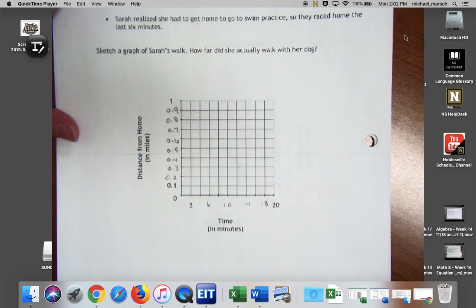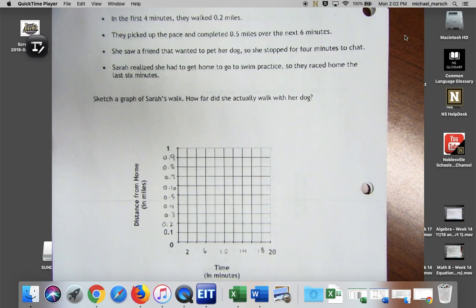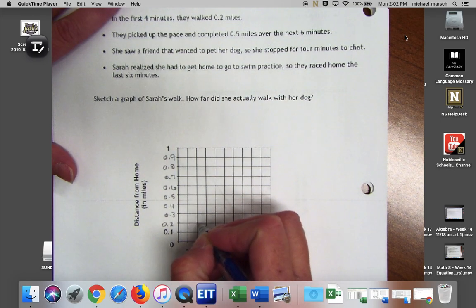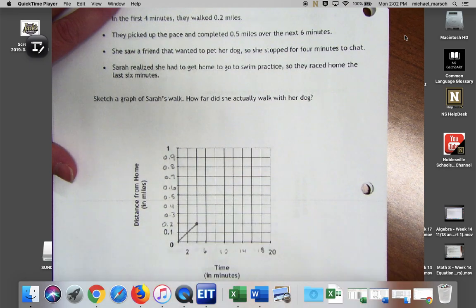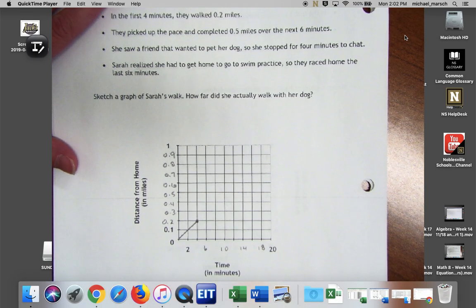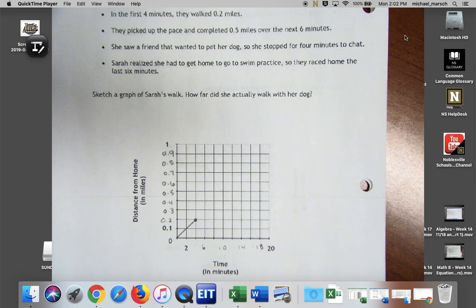Okay, so let's go ahead and look at the description. It says, in the first 4 minutes, they walked 0.2 miles. So I'm going to go to 0.2, where 4 minutes would be. Right, got my little section of the function.